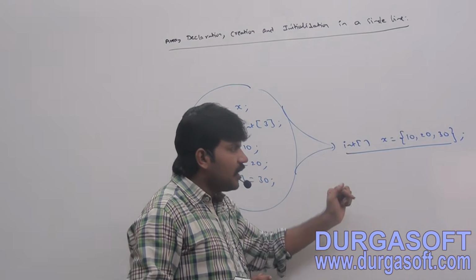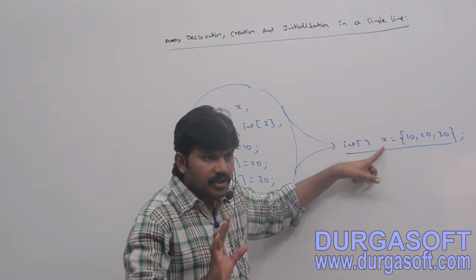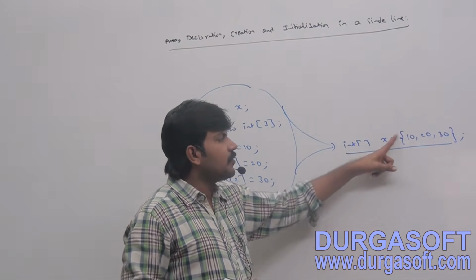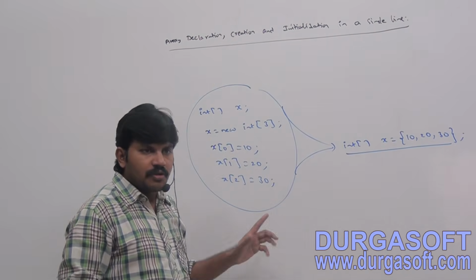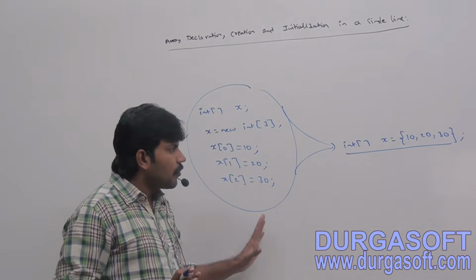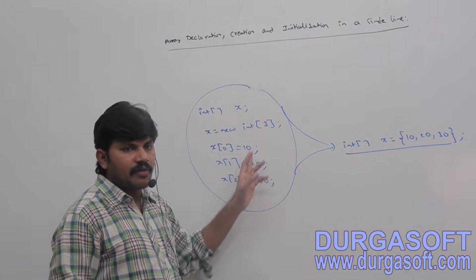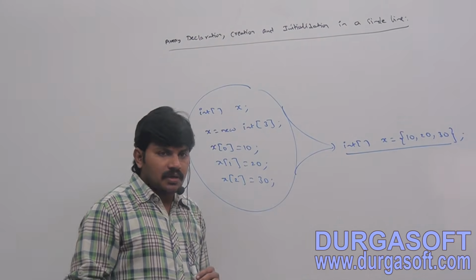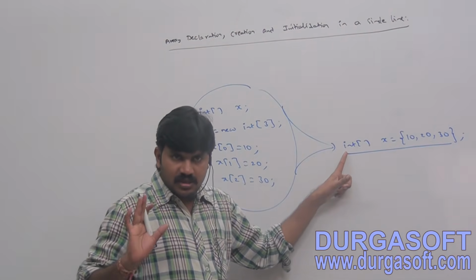We can declare, create, and initialize an array in a single line. Internally, the same thing is going to execute. Performance wise there is no difference, it is just convenient to the programmer. Instead of writing 5 lines of code, a programmer can write only one line. Is it clear for all of you, right?